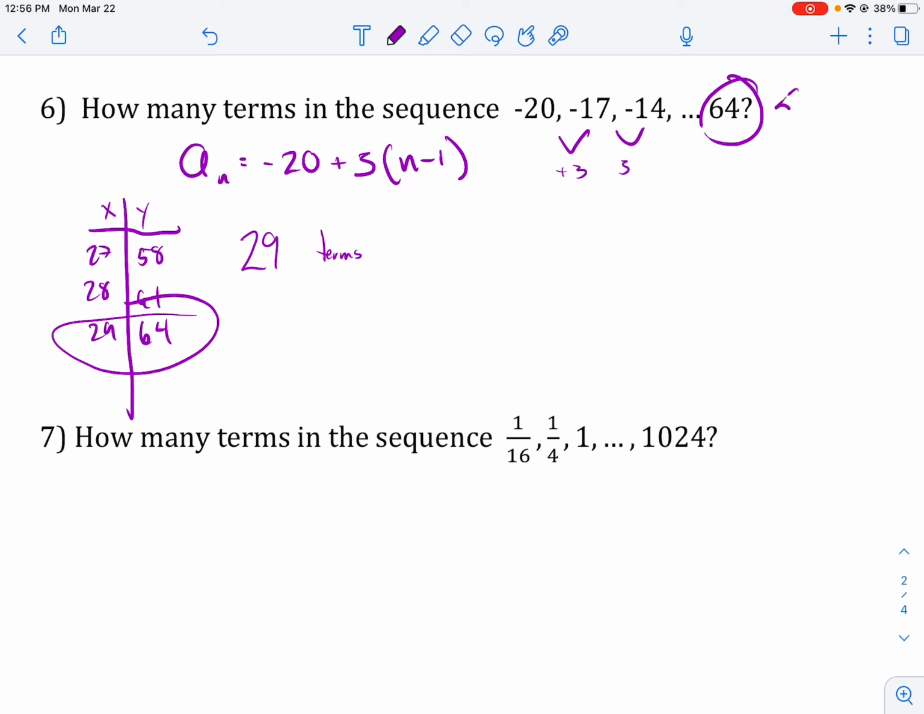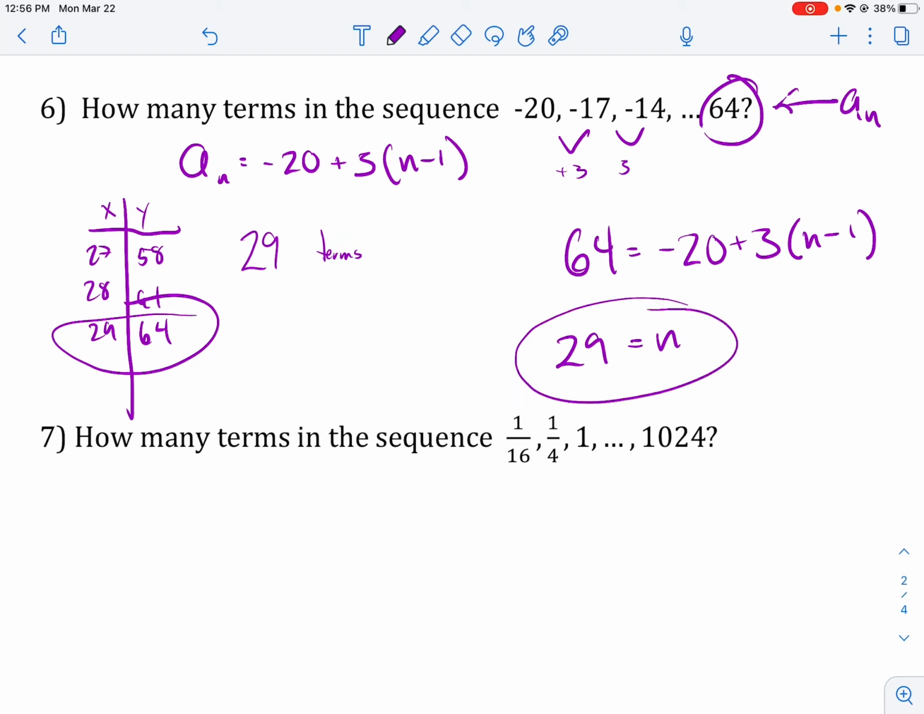So this is sort of like our a to the nth term, right? We don't know what term number this is, but we do know that when I substitute this in for a to the n, the only thing I am missing is my n value, right? And so you could solve this out, and you would end up getting n is equal to 29. Okay, so a couple ways you could go about solving that.